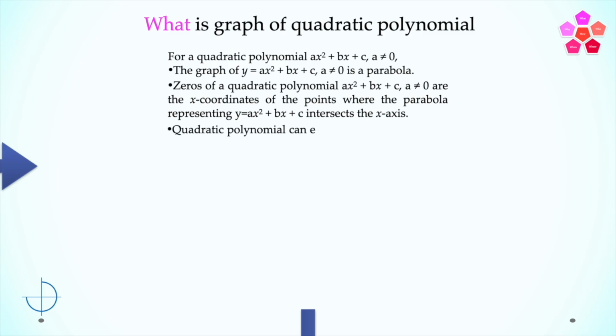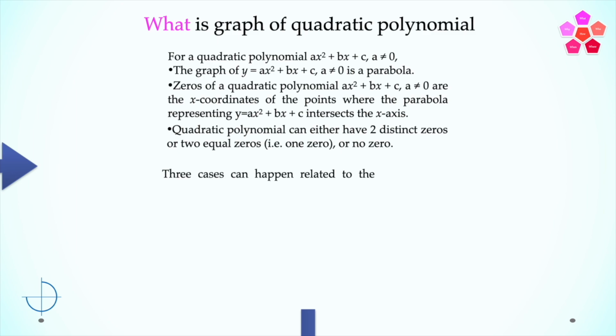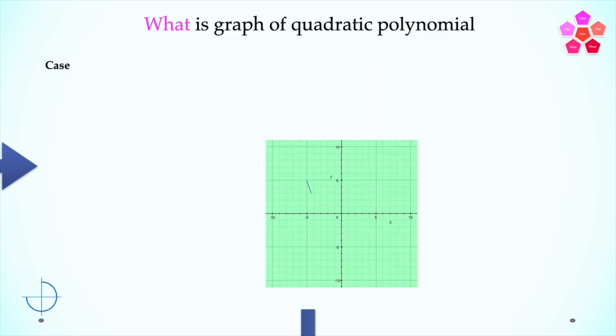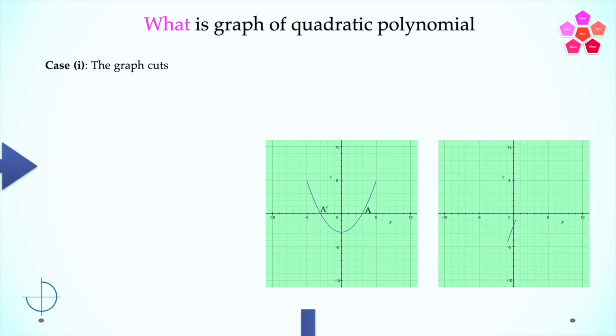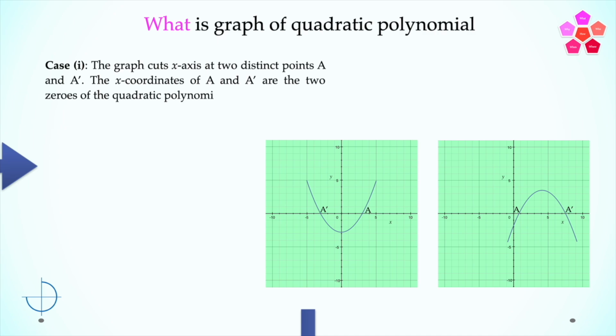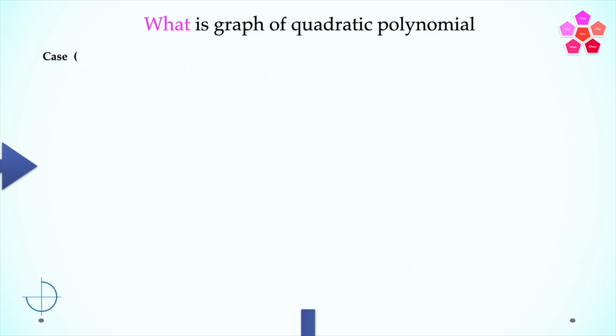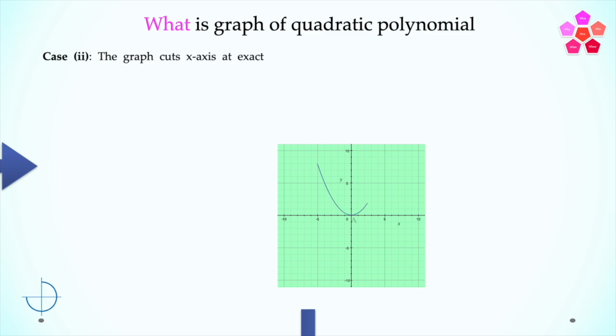Quadratic polynomial can either have two distinct zeros or two equal zeros, that is, one zero or no zeros. Three cases can happen related to the shape of the graph of y is equal to ax squared plus bx plus c. So the case 1 is the graph cuts the x-axis at two distinct points. Here we have marked them as a and a dash. The x-coordinates of a and a dash are the two zeros of the quadratic polynomial ax squared plus bx plus c.